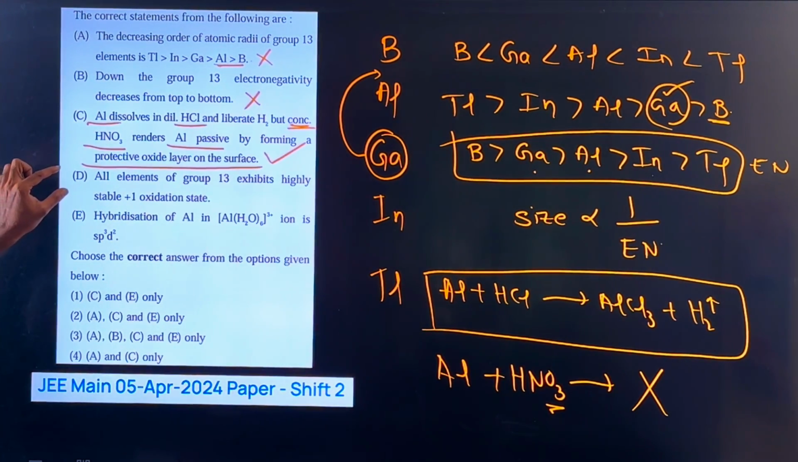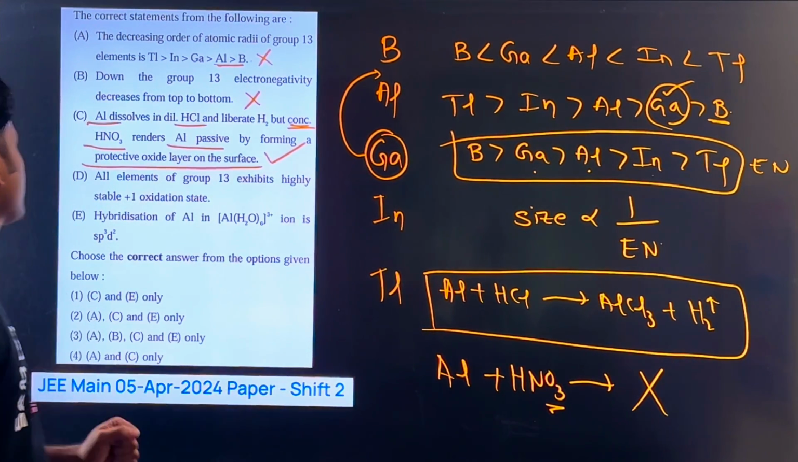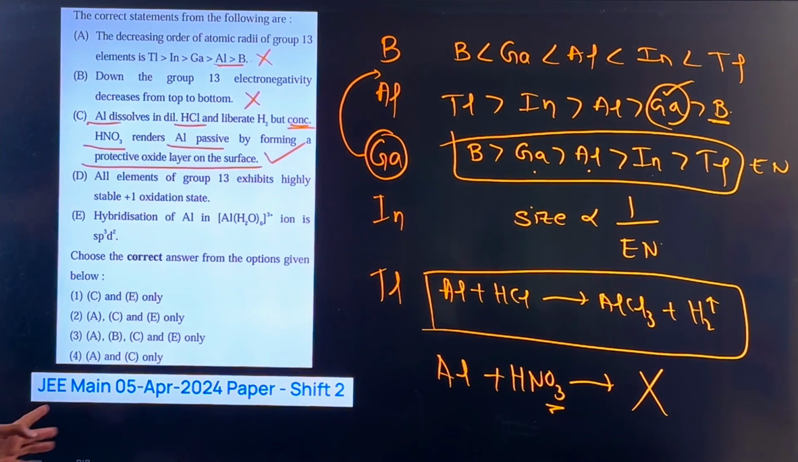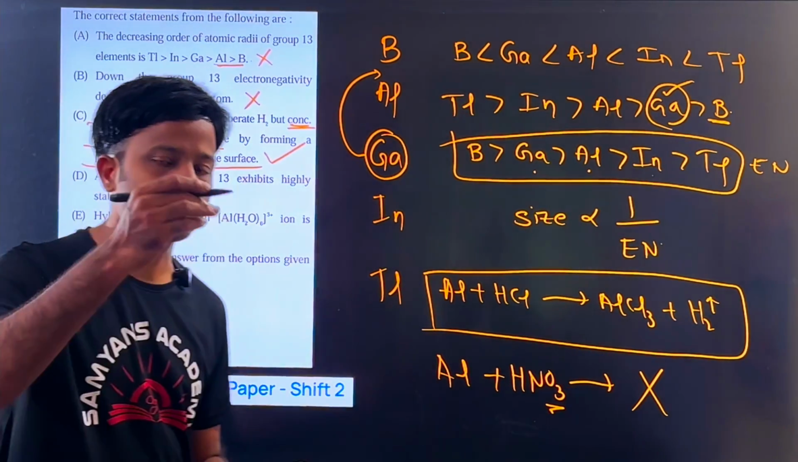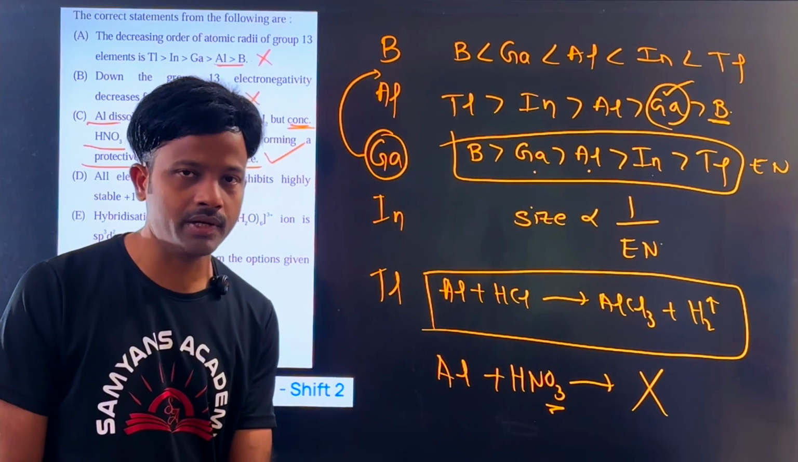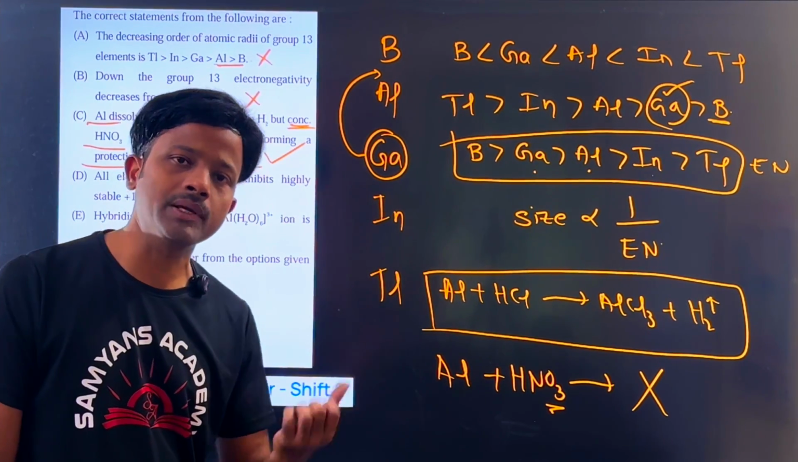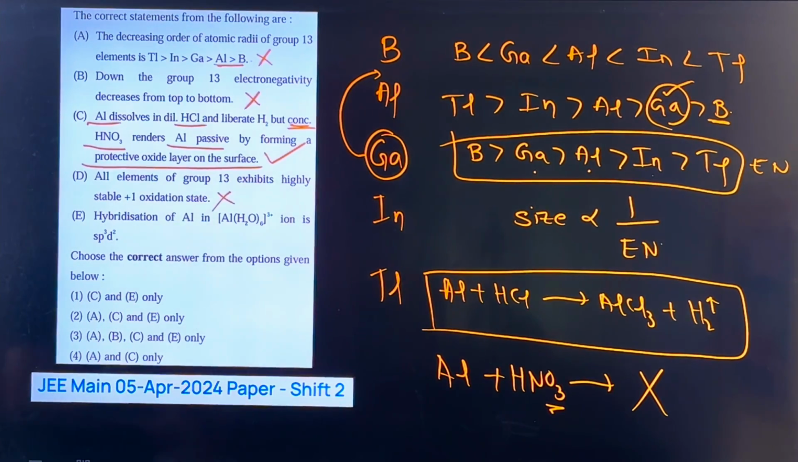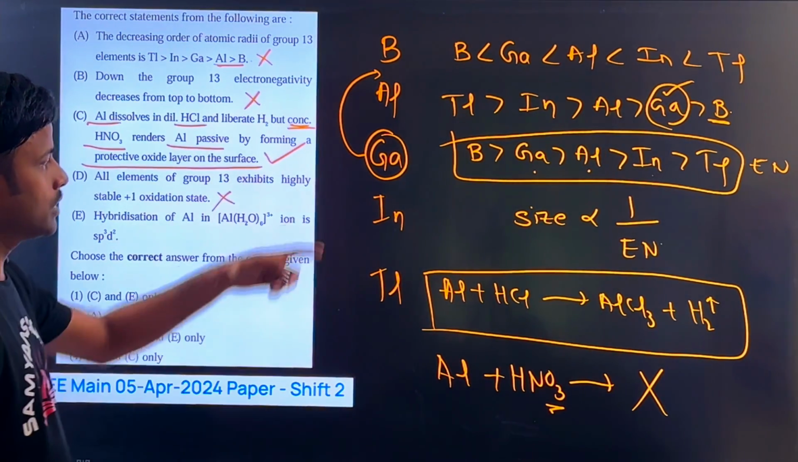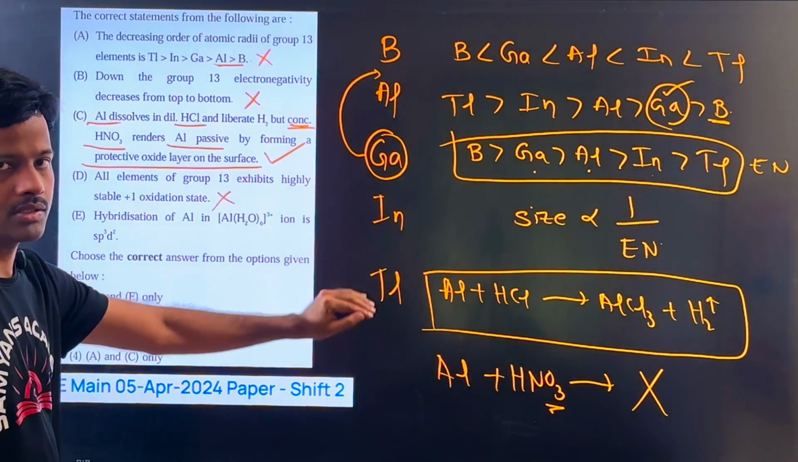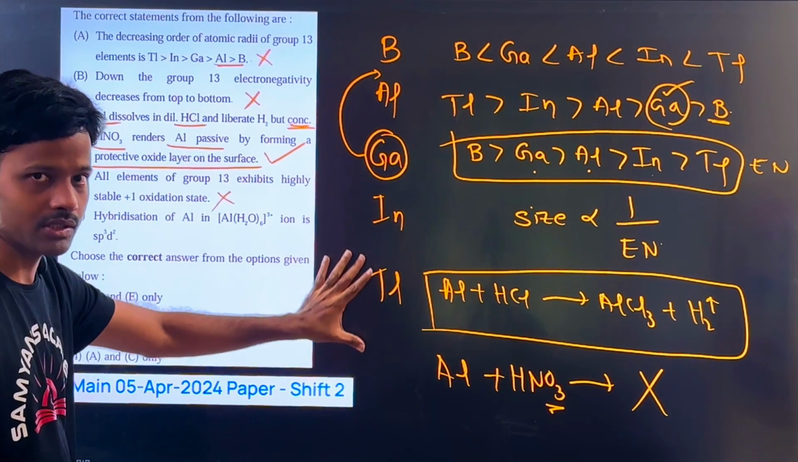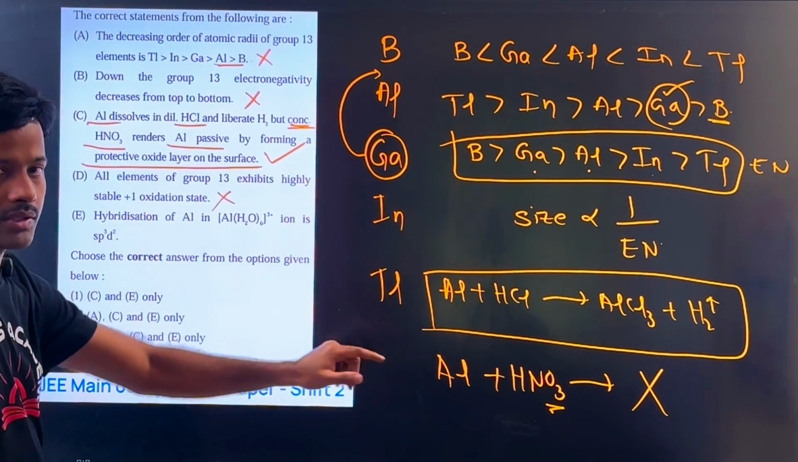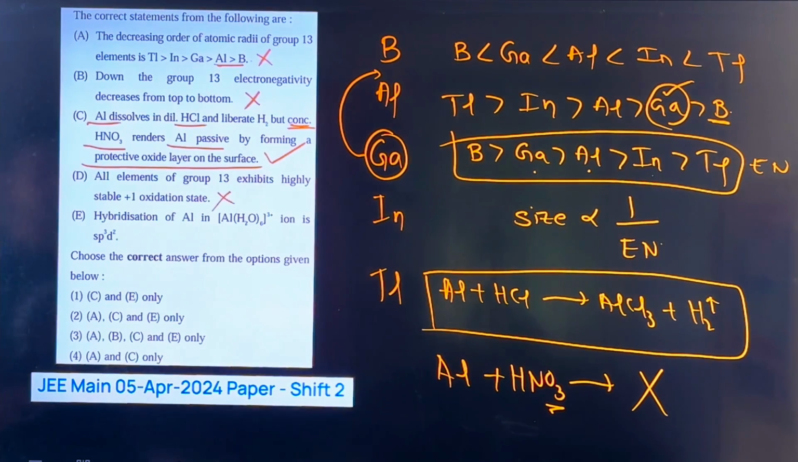Next one: all elements of group 13 exhibit highly stable +1 oxidation state. Is it correct? All elements do not exhibit a highly stable +1 oxidation state. Down the group, the stability of the +1 oxidation state increases due to the inert pair effect, and this comes under the p block elements. Only down the group, indium and thallium, the +1 oxidation state increases. This is not correct. We can read about it there.